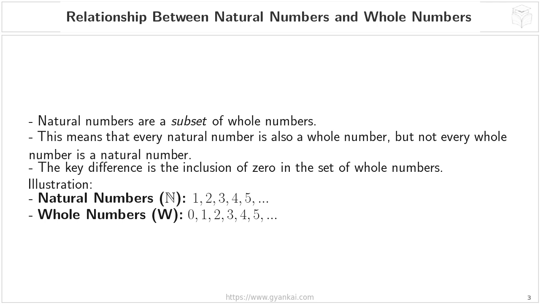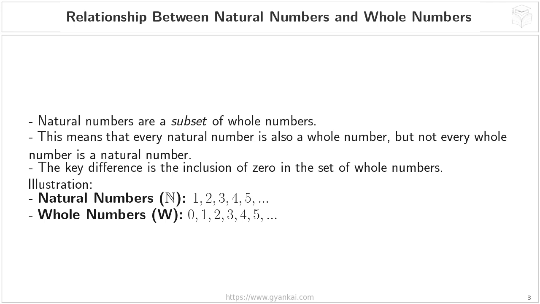Then, we have the set of whole numbers, represented by the capital letter W, and it lists 0, 1, 2, 3, 4, 5, and so on, also continuing infinitely. Notice that the whole number set starts with 0, while the natural number set starts with 1.